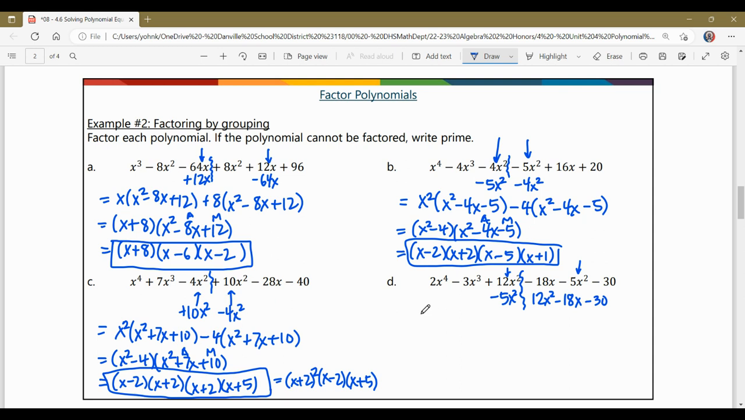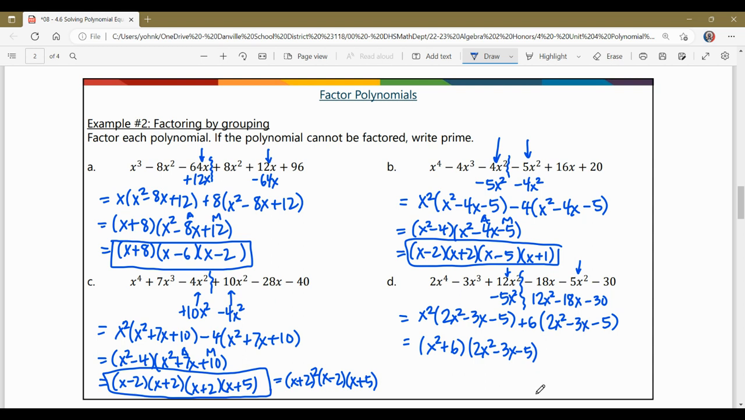So if I take a look at the first three terms, I have an x squared in common. That leaves me with 2x squared minus 3x minus 5. If I take a look at the next half, it looks like I can take a 6 out. So plus 6. That leaves me with 2x squared minus 3x minus 5. Oh, good. The stuff in the parentheses fits. So now I grab the stuff that's in front, x squared and plus 6, and put it in a parenthesis. And then I put what's repeated once.